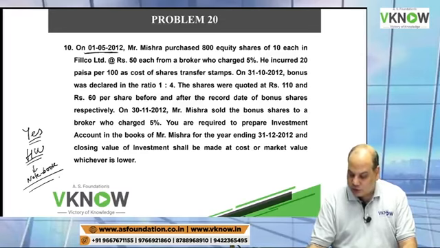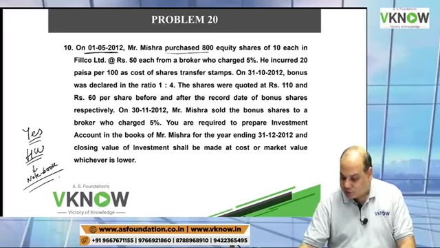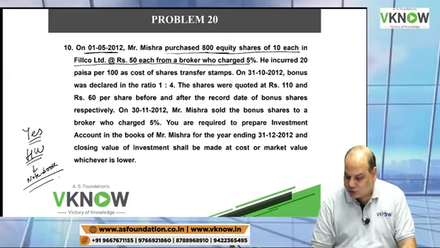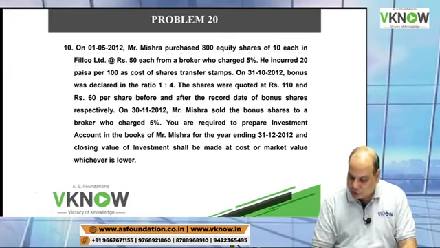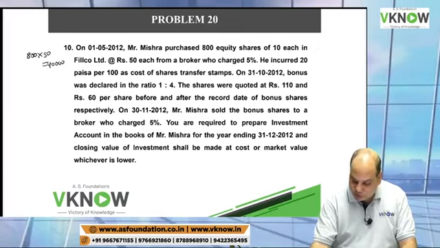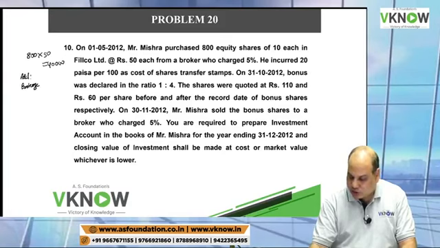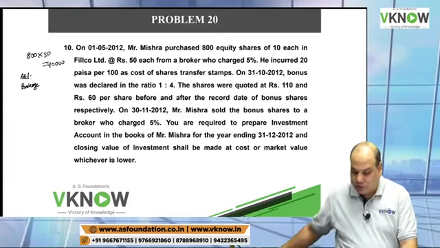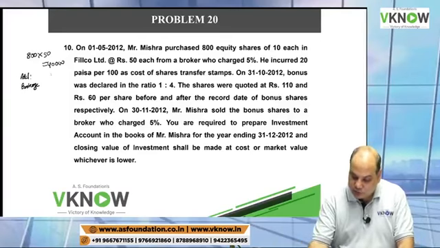On 1/5/2012, Mishra purchased 800 shares of rupees 10 each in Philco Limited at 50 rupees from a broker who charged 5%. So first we'll have to find out the cost of the share. 800 into 50. How much is 800 into 50? 40,000. And then you have to add brokerage also. So please guide me. How much will be brokerage? Brokerage is 5%. 5% of 40,000 will be 2,000.